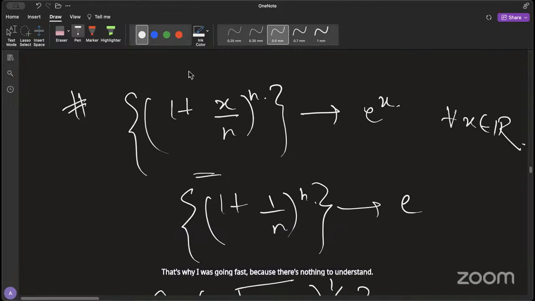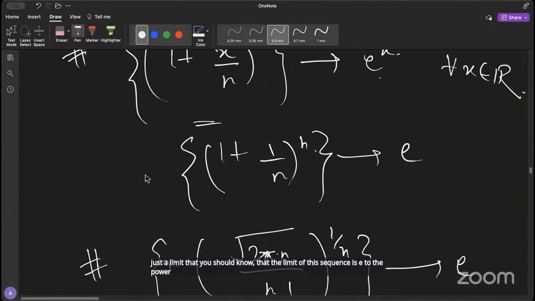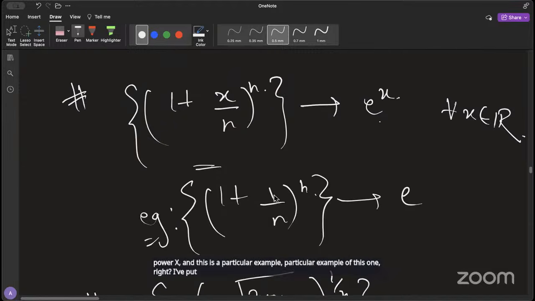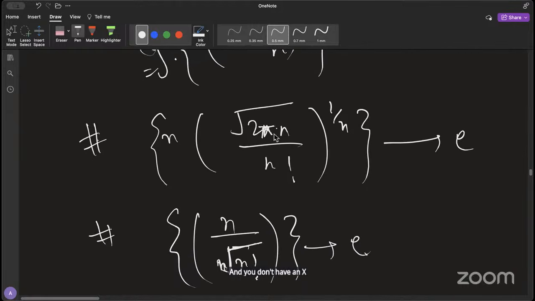This is just a limit that you should know, that the limit of this sequence is e to the power x. And this is a particular example of this one, where I've put x equals 1. So this one should be e, and you don't have an x here. So this is simply a sequence which is going to e.